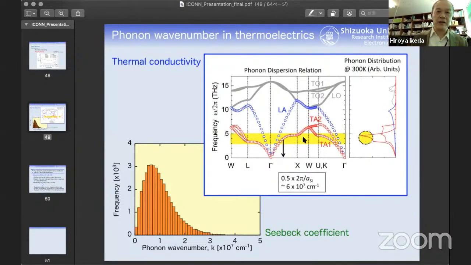So this is different from the phonon drag. Usually, silicon germanium alloy is good for lowering the thermal conductivity, but it does not influence the phonon drag. So I think the wave number contributing to phonon drag is different from that contributing to thermal conductivity. So we can control the enhancement of these parameters independently.